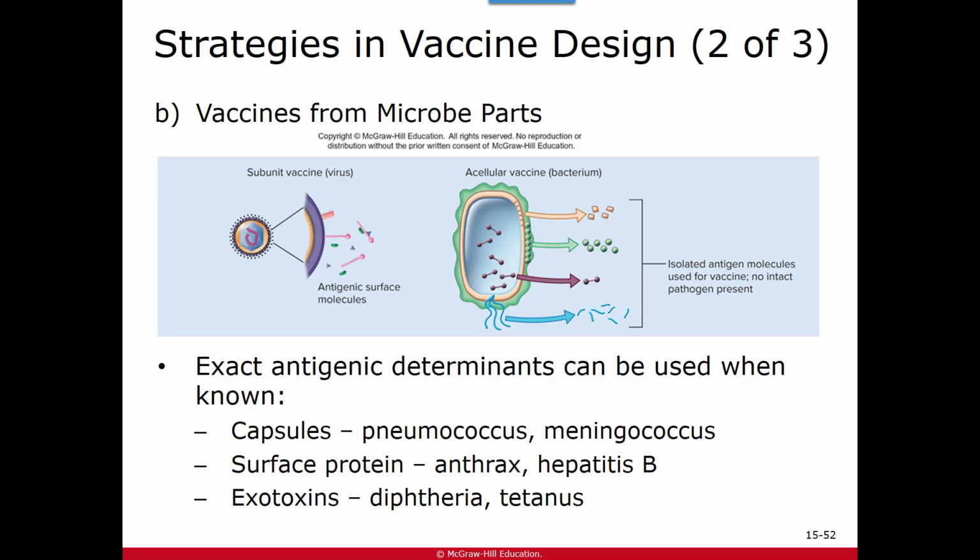This is showing a cellular vaccine. This is with the virus, versus bacteria. You can be given just one small part of the organism without being given the whole organism. You just need the part that's going to trigger an immune system reaction against that specific organism.